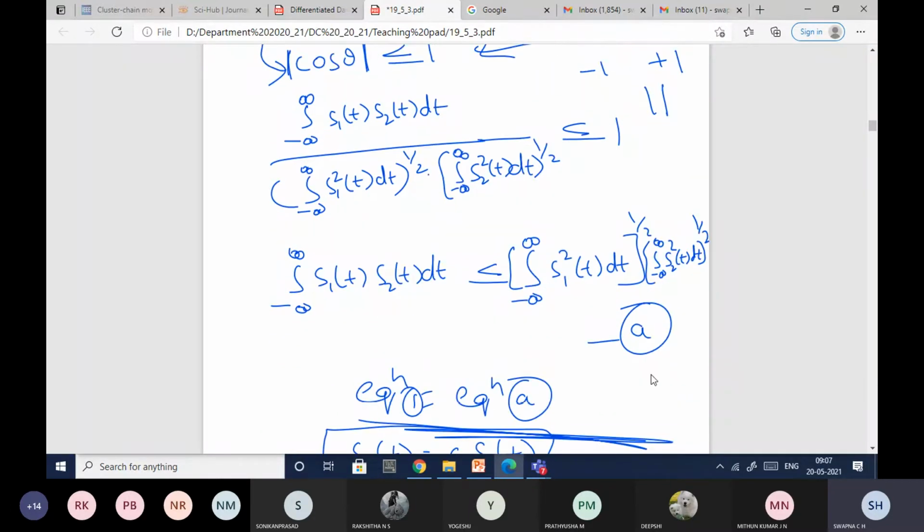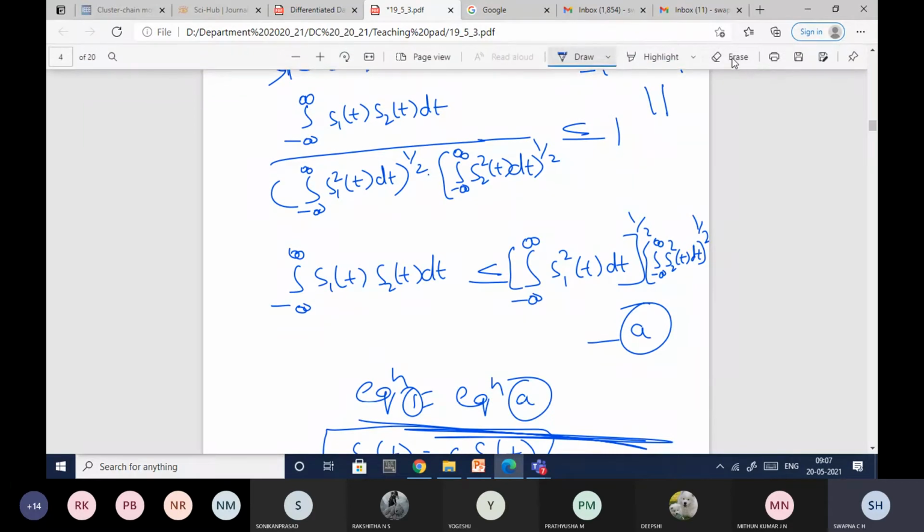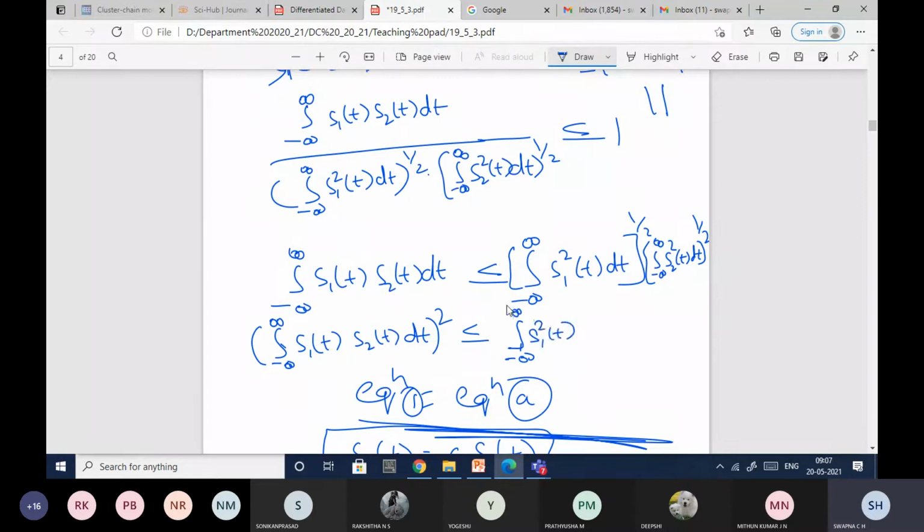Now what I need to do is square on both sides. Yesterday I didn't square it, so square on both sides. When you square, it becomes the integral from minus infinity to plus infinity of S1 of t into S2 of t dt, whole square, which will be less than or equal to the squared right side. On the right side, the square root and the square cancel, so I'm left with the integral from minus infinity to plus infinity of S1 squared of t, which is nothing but the energy of S1, into the energy of the S2 of t signal. This is my equation A.